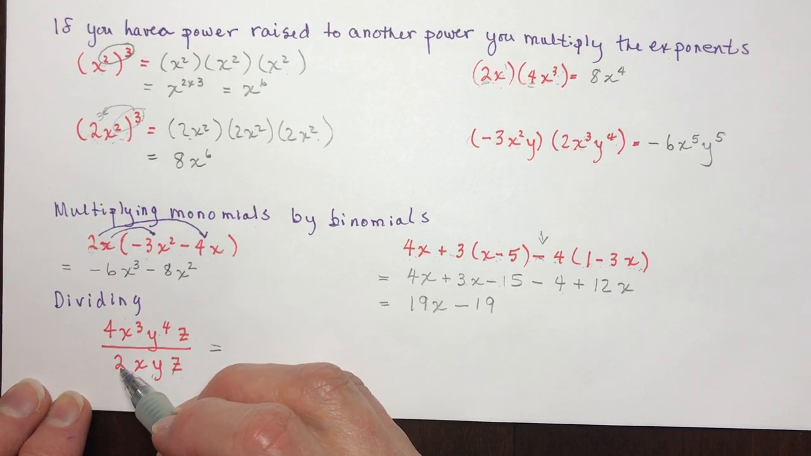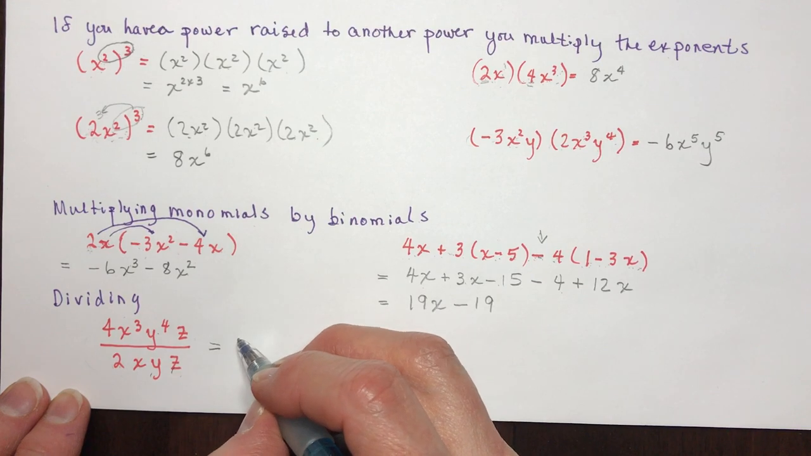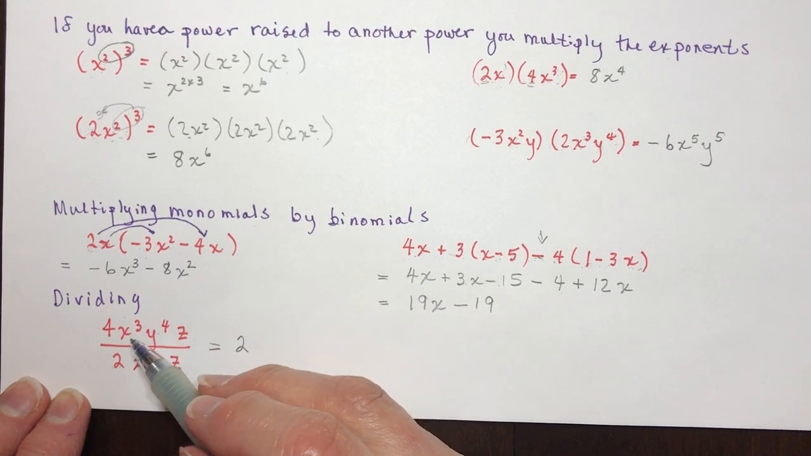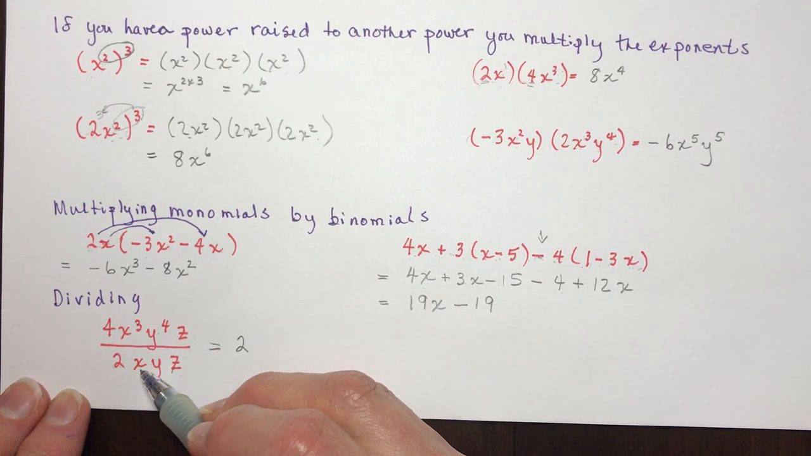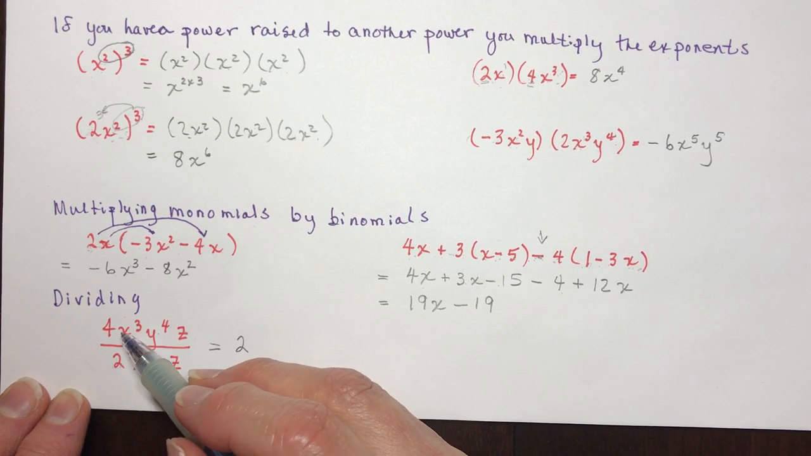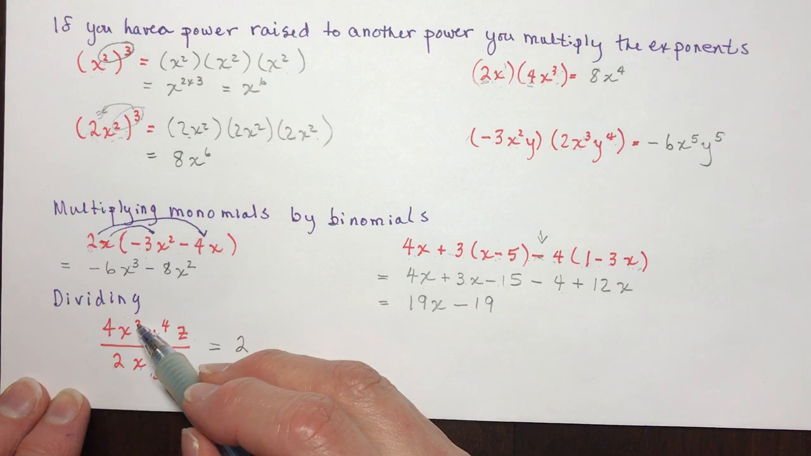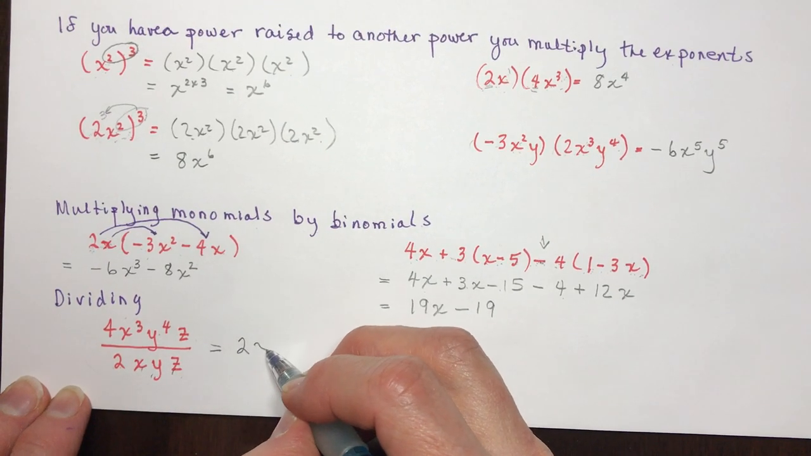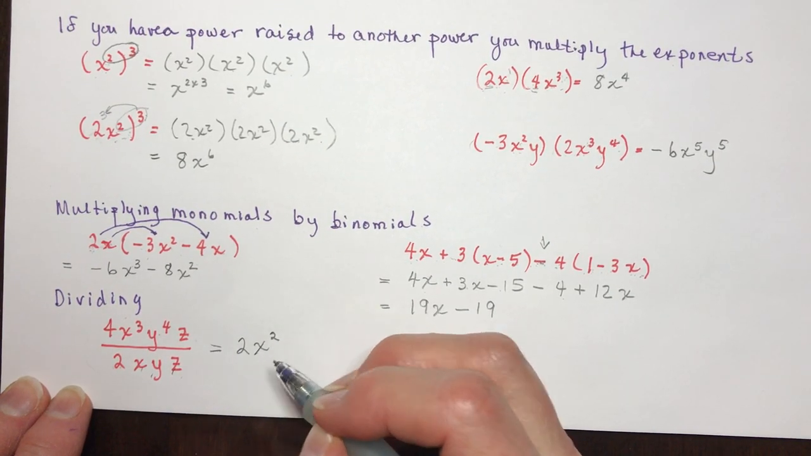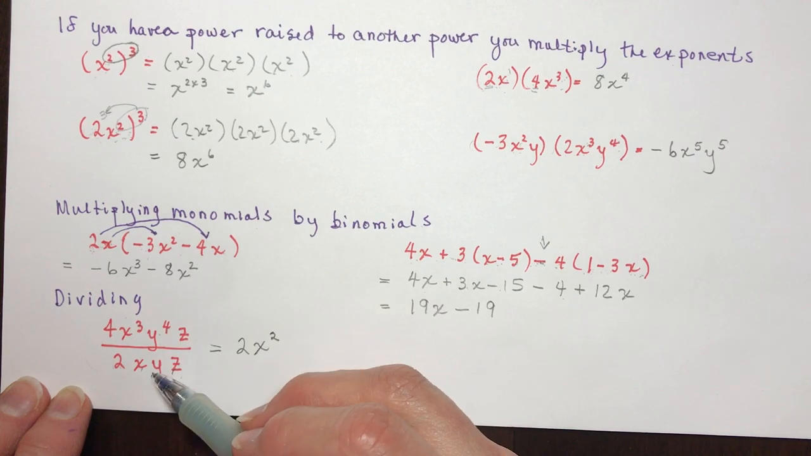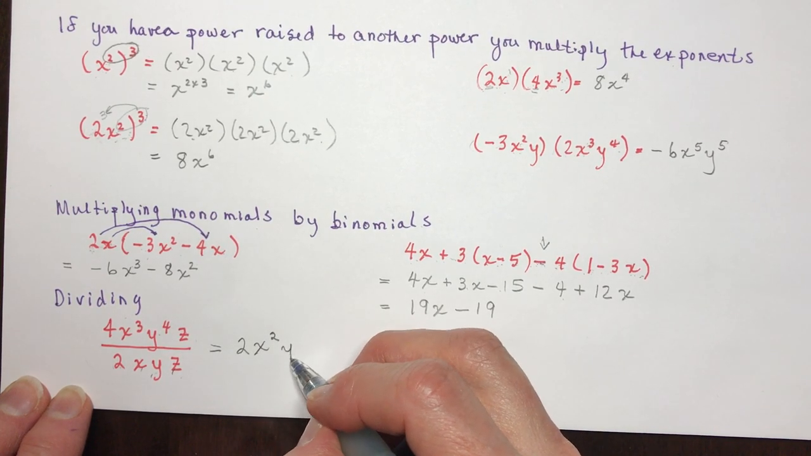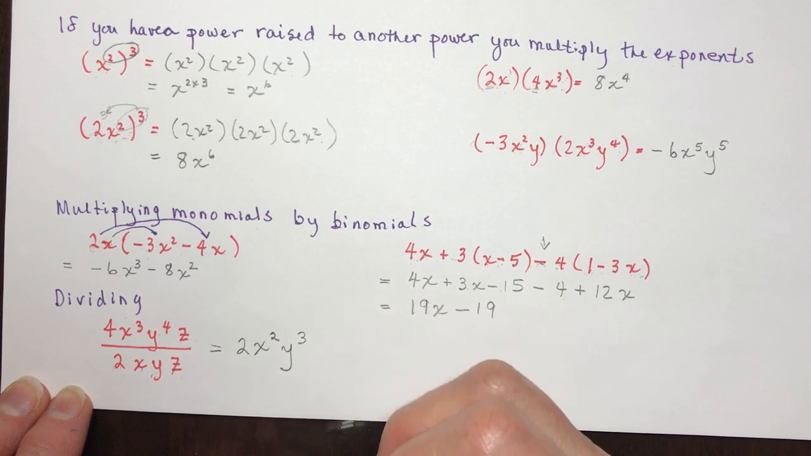So 4 divided by 2, that's easy. 4 divided by 2 is 2. X cubed divided by an x. So I'm dividing. These bases are the same, so I subtract the exponents. 3 minus 1. So that's going to give me x squared. Y to the 4th power divided by a y is going to be y to the 3.